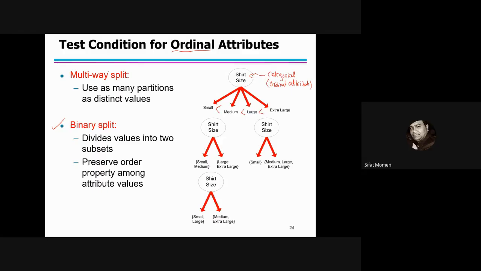Clear? Yes, sir. Or you could do small and large here, medium and extra large here. But if it's an ordinal attribute, you should preserve the order property among attribute values. That means small and medium is smaller than large and extra large. Is that order property preserved here? Yes, sir. Again, over here it's also preserved because small is smaller than medium, large, and extra large, right, Nakina? Yes, sir. What about here? Can I say this is smaller than that?